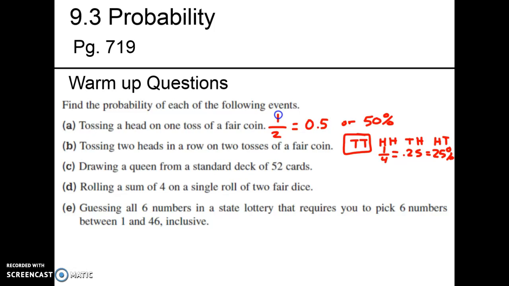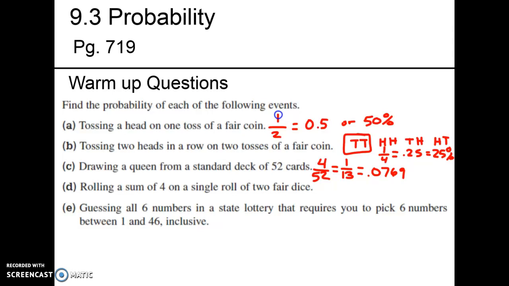Letter C, drawing a queen from a standard deck of cards. Well, there's 52 cards there, and if you're not quite sure, there's 4 queens. And so that would be 4/52, which would reduce down to 1/13 or 0.0769. So basically 7.7% for drawing a queen from a standard deck.